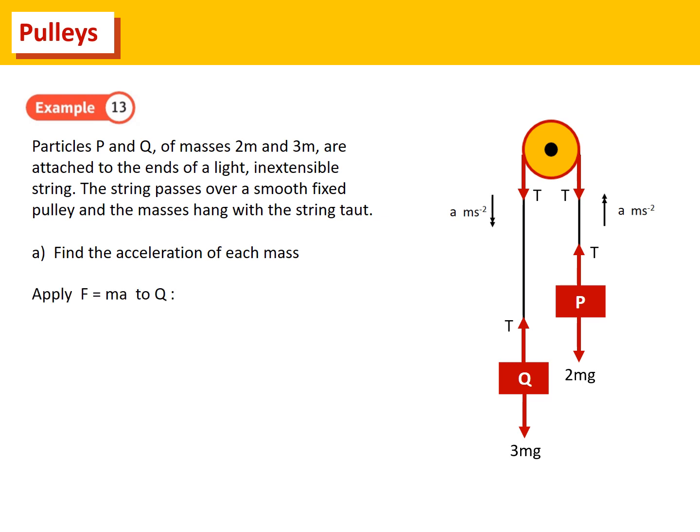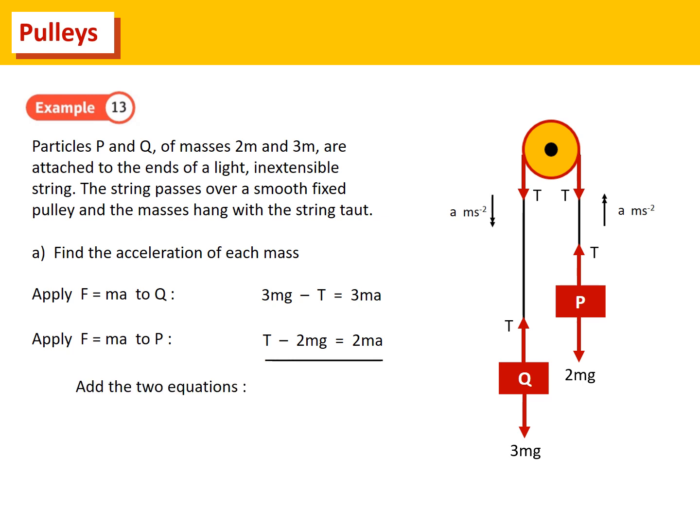So applying Newton's second law to Q, Q is accelerating downwards, we can see in the diagram, so the resultant force is 3mg subtract T equals 3m, the mass, times acceleration, whereas P is accelerating upwards, so the resultant force on P, T subtract 2mg equals 2m, the mass, times acceleration. When we add the two equations, the tensions will cancel and we're left with mg equals 5ma. Now at that point we can just divide both sides by m, we can cancel the m's, so we're left with g equals 5a, and dividing by 5 we get a equals g divided by 5, which is 1.96 meters per second squared.